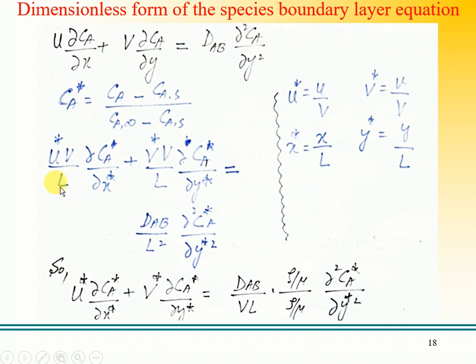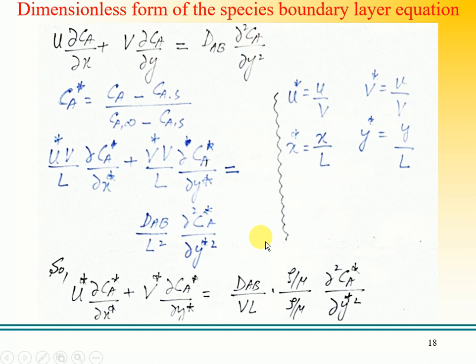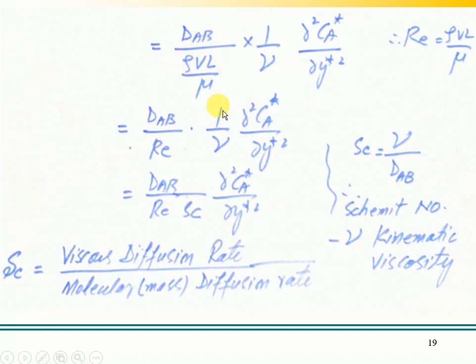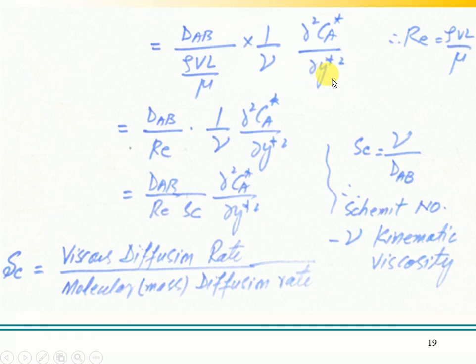By taking some common factors, L is common and will be cancelled out. I get u star ∂Ca star by ∂x star plus v star ∂Ca star by ∂y star equals ∂²Ca star by ∂y star squared times DAB, and we divide by VL, which is common, and I multiply with rho by mu. So this is DAB rho VL upon mu. This becomes rho VL by mu, which is the Reynolds number, and this is 1 over nu, the kinematic viscosity. So we get 1 over Reynolds number times DAB over nu times ∂²Ca star by ∂y star squared.